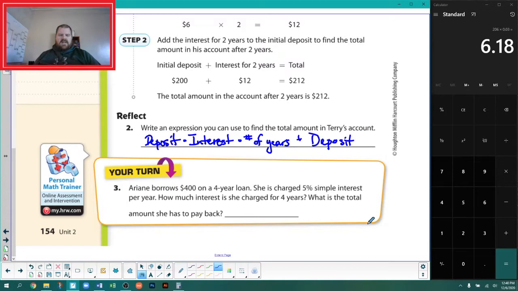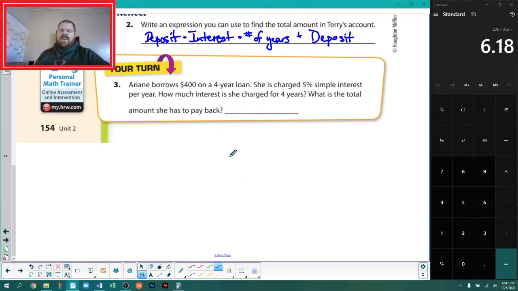The next one says, Ariane borrows $400 on a 4-year loan. She is charged 5% simple interest. So that's probably, simple interest, I think, is the specific one that doesn't add interest to the amount that's been added to your account. Okay, so that's the simple interest idea. So Ariane borrows $400 on a 4-year loan. She is charged 5% simple interest per year. How much interest will she be charged for 4 years? And what is the total amount that she has to pay back?